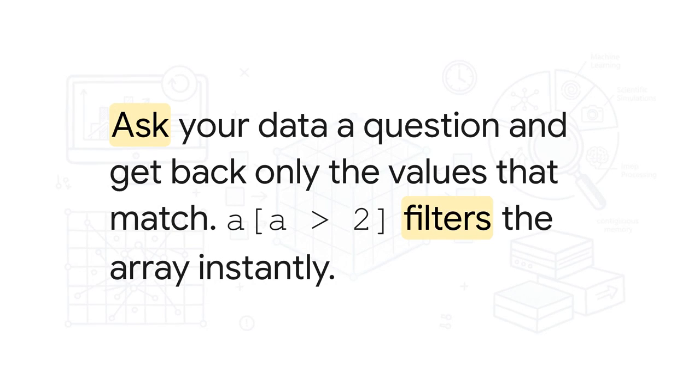Oh, this is one of my favorite features. It's called Boolean indexing. You can literally ask your data a question. In this case, we're saying, hey array, which of your values are bigger than 2? That a greater than 2 part creates a temporary mask of Trues and Falses. Then, when you apply that mask back to the array, it only gives you back the numbers where the answer was True. It's an unbelievably clean way to filter your data.